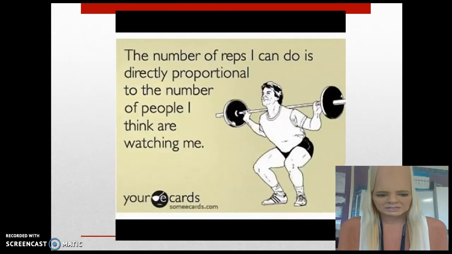Here's an example. It says the number of reps that I can do at the gym is directly proportional to the number of people I think are watching me. So for example, if I'm at the gym and I do a lot of reps, I'm pretty sure a lot of people are watching me. But if I do like 2 reps at the gym, I'm sure not many people are watching me. So that's something kind of funny to think about.